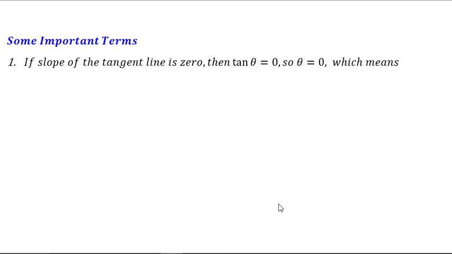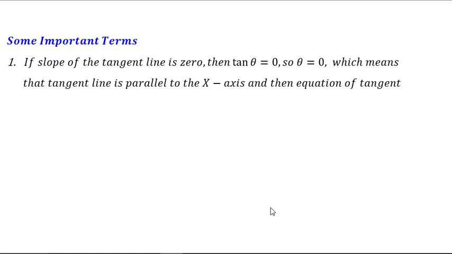Now, let us see some more terms related with tangents and normal. If the slope of tangent is 0, then tan theta is 0. So, theta is 0, which means the tangent line is parallel to x-axis, and then the equation of tangent at the point (x1, y1) is y is equal to y1. So, there is no need that you perform all the calculation. If you know that the tangent is parallel to x-axis, then in that case your equation of tangent will become y equal to y1, right?